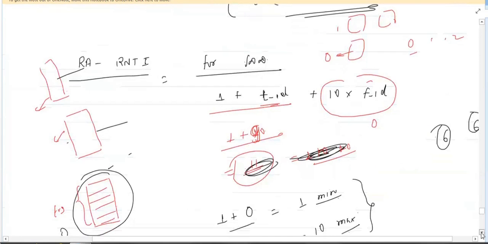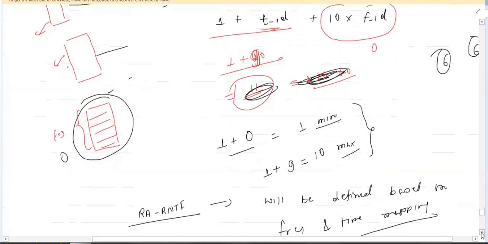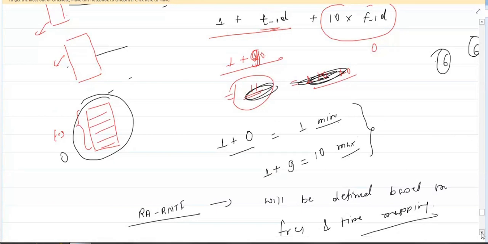So minimum is 1, maximum is 10. That is the range of your RNTI in FDD mode. In TDD mode, it can be a maximum of 5 FID, meaning a maximum of 6 PRACH resources can be allocated, so 0 to 5.